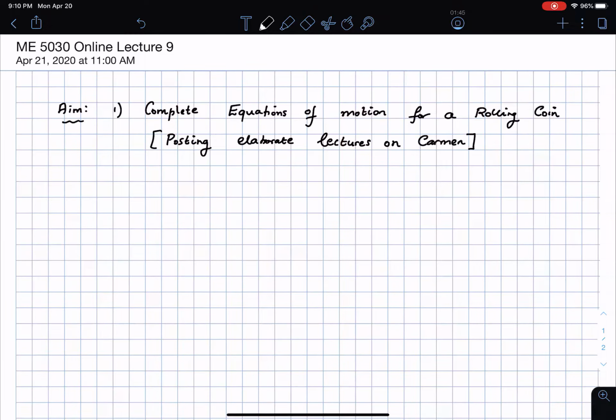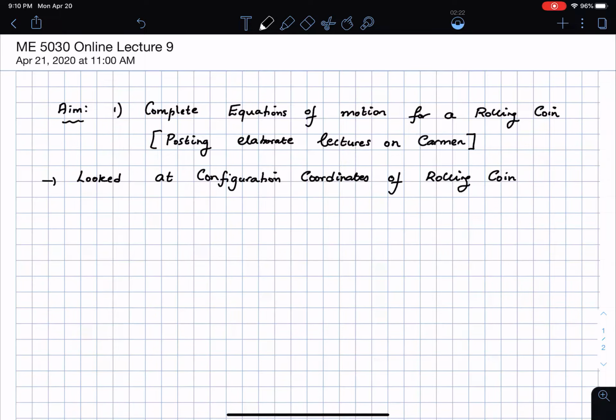All right. So what we have done so far is the following. We started off with the situation of the rolling coin. I just want to recap things that we have done in the past. We started off by looking at the configuration coordinates of the rolling coin.